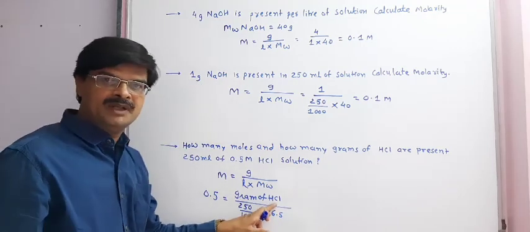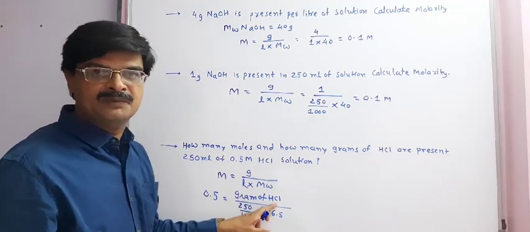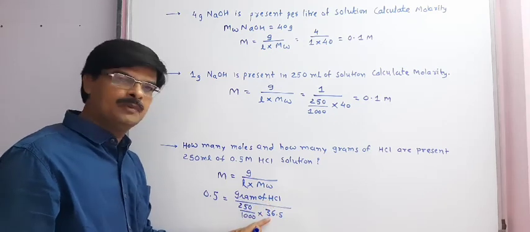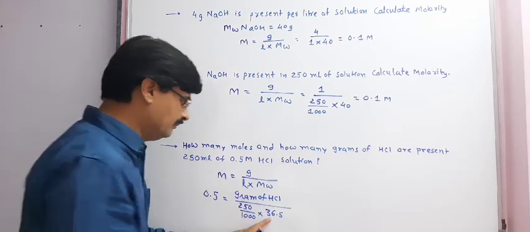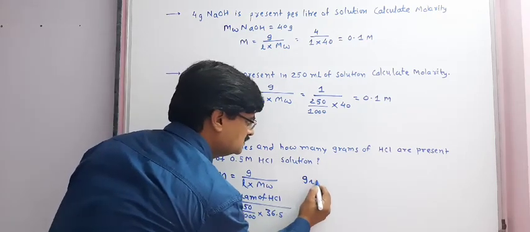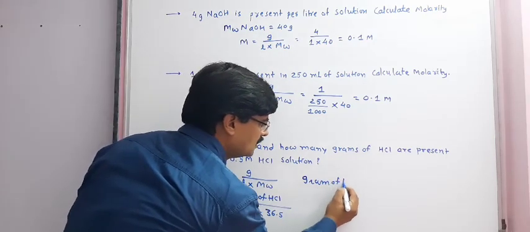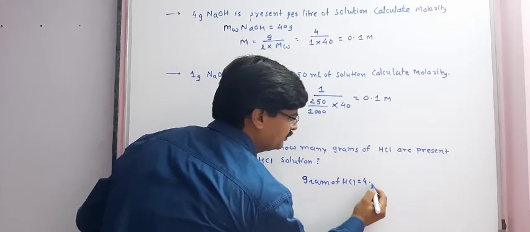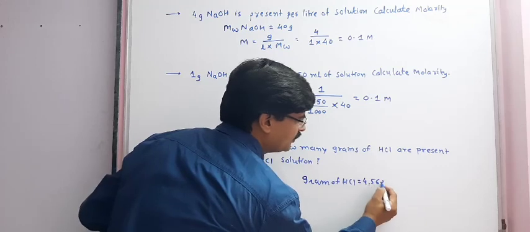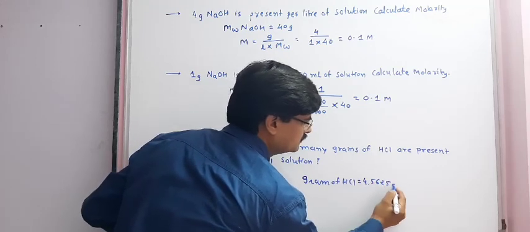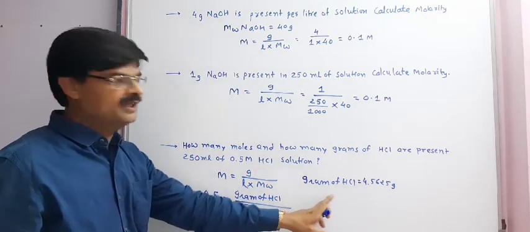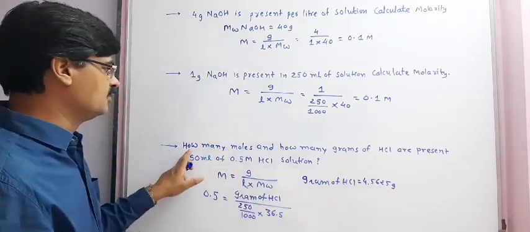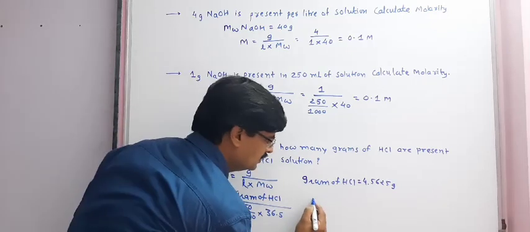Of chlorine, atomic mass of chlorine is 35.5 and of hydrogen it is 1 gram. So molar mass of HCl will be 36.5. On cancellation, gram of hydrochloric acid comes out to be 4.5625 gram. Gram of HCl will be 4.5625 gram. Now another question that we have to find out, how many moles?